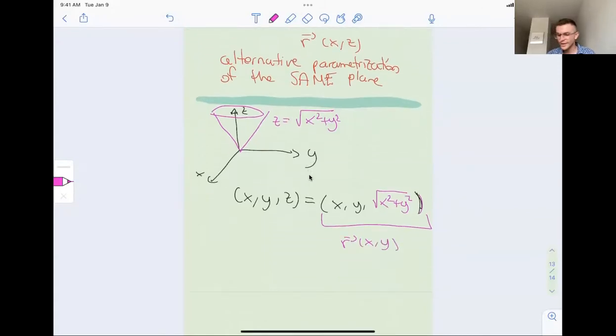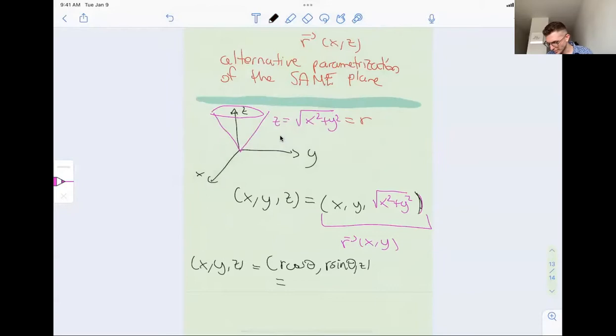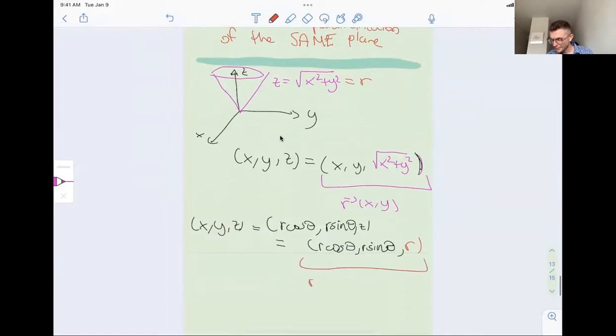But there are some fans of polar or cylindrical coordinates among you. So in polar, this becomes r cosine of theta, r sine of theta, z, right? But what does z become in polar coordinates on the cone? It is r. Z equals r for the cone, because of the equation. So an alternative parameterization would be r cosine of theta, r sine of theta, comma r. This is a parameterization of the cone in terms of r and theta.